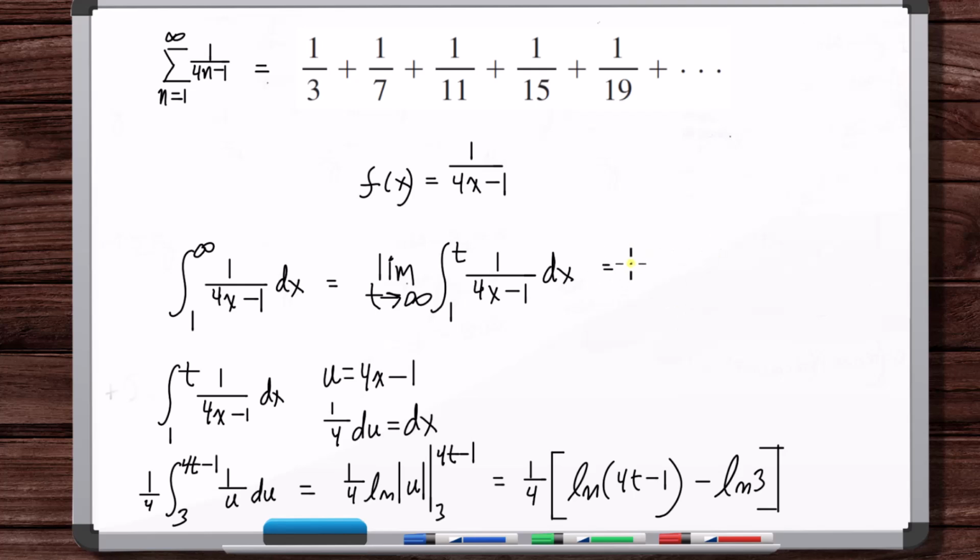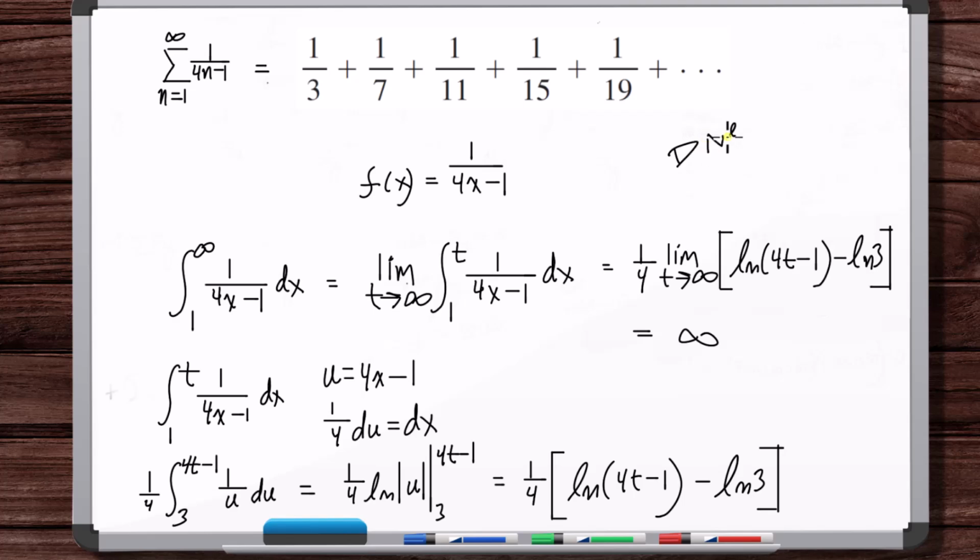Okay, so we've got 1/4 the limit, okay, this goes to infinity. Infinity minus natural log of 3 is infinity times 1/4 is infinity. So this is divergent.